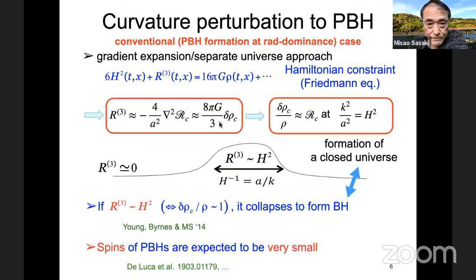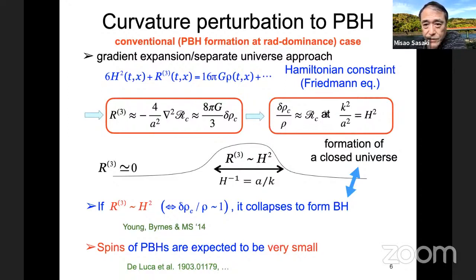But of course, as a decreases, a increases. The right-hand side is 1 over a to the 4th, for example, in the radiation dominance, while this is a to the 2nd. So gradually, if the curvature is non-vanishing, curvature starts to catch up.